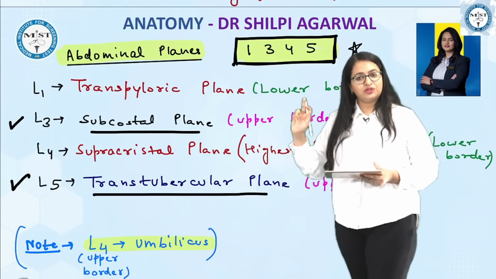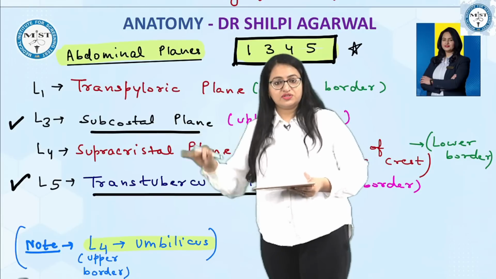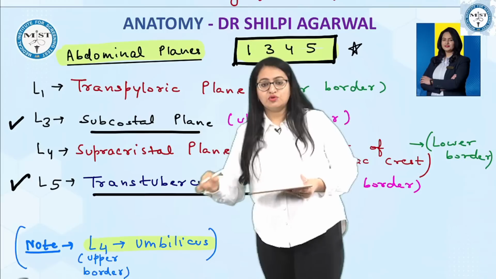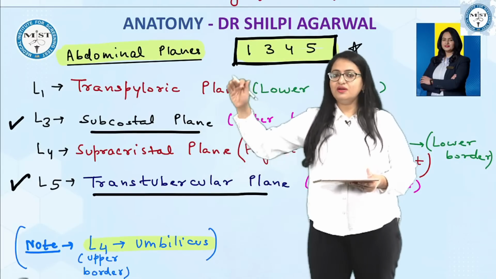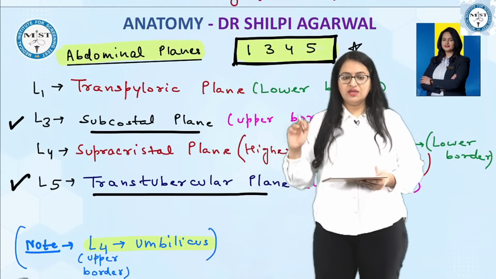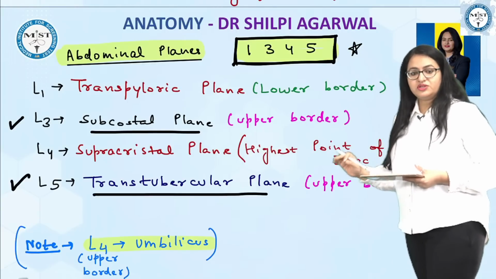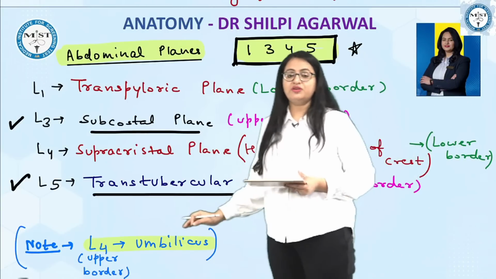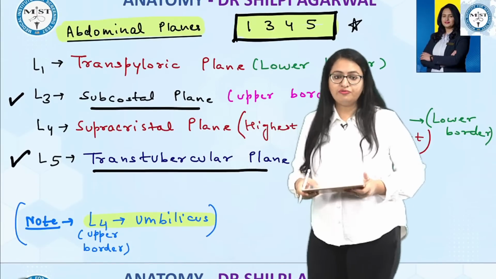This is lumbar 1, 3, 4, 5, in which you can see alternately they are present, like the subcostal and transtubercular, which are the quadrant planes. They are present alternately along with the other 2 planes. So 1, 3, 4, 5. Now over here we also mentioned L4, the important vertebral level of umbilicus, which is actually the upper border of L4.